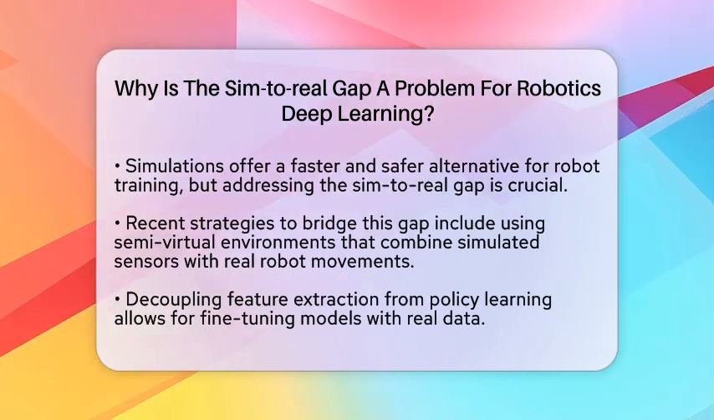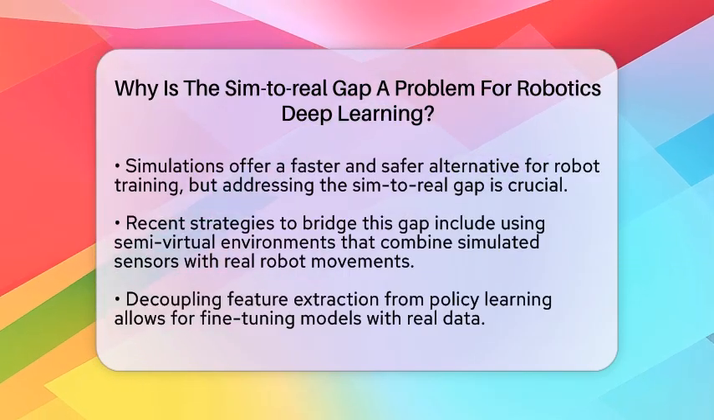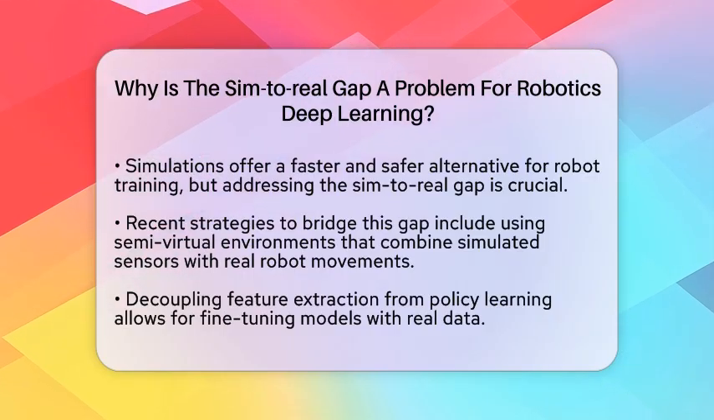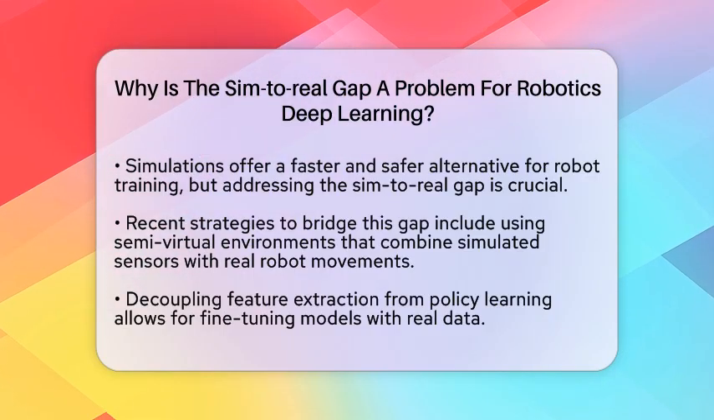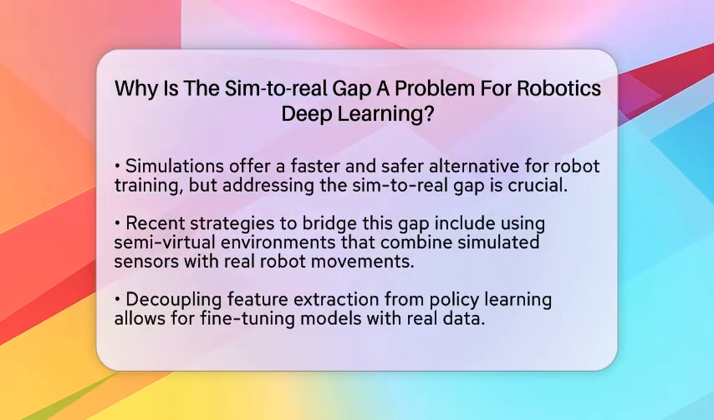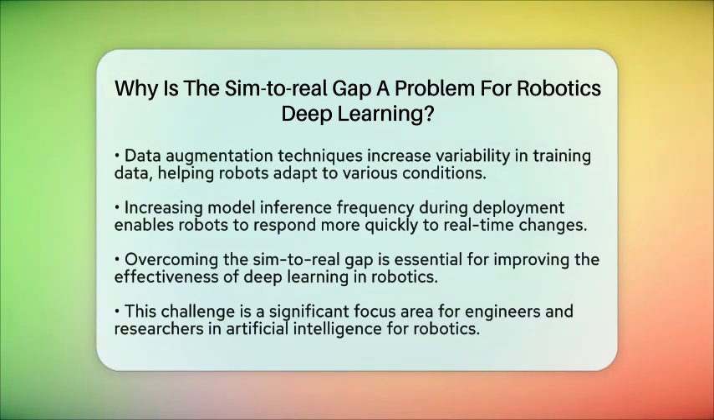Another method is decoupling feature extraction from policy learning, allowing parts of the model to be fine-tuned using real data without starting from scratch. Data augmentation techniques can also help make simulated data more representative of real-world scenarios. By increasing the variability in training data, robots can learn to adapt to different conditions. Additionally, increasing the frequency of model inference during deployment allows robots to adjust more quickly to real-time changes.